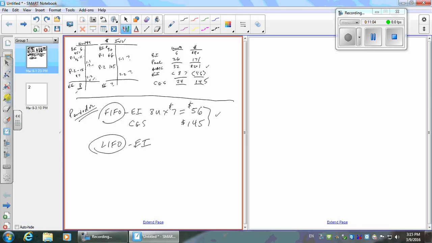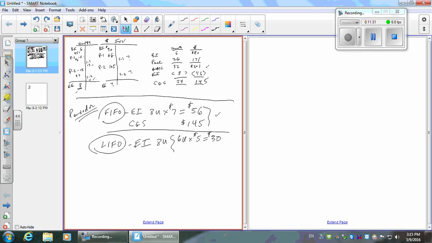And then I pretend that I sold the last ones I bought first, last in, first out. So which ones would I have? This time I'd have my beginning inventory, right? So I need 8 units. Which 8 units? Well, I've got 6 from the beginning inventory, right? Everybody? 6 units at what? What I pay for the beginning? $5. There's $30.